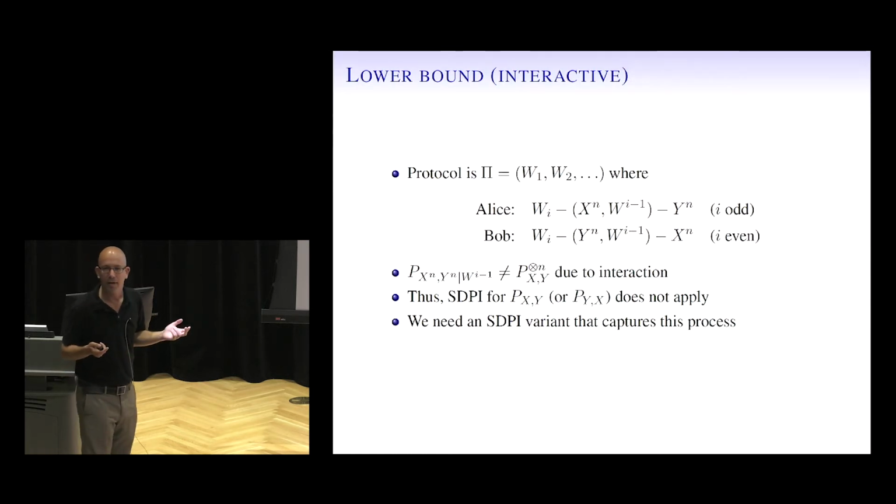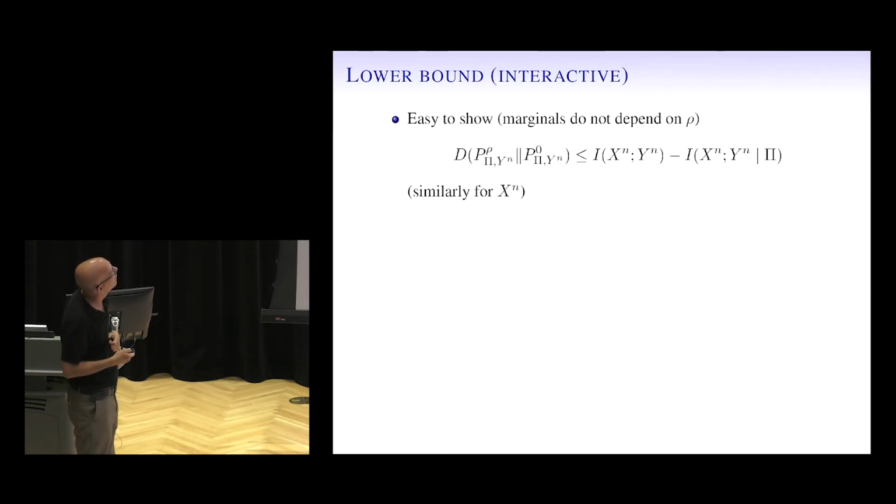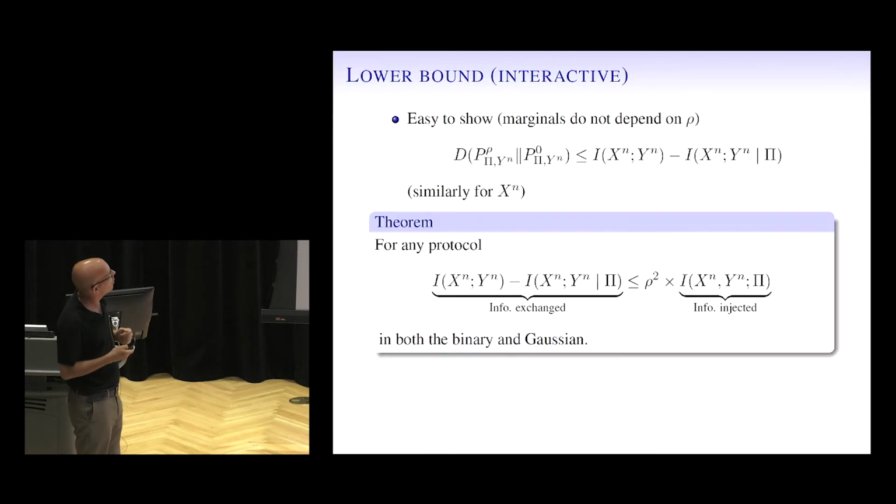What is the problem with interaction? Well, in interaction, there is an ongoing process, and what happens is that the distribution of X and Y, given everything that has happened so far, is not a product distribution, right? So you can't apply the SDPI for the original setup. You need an SDPI that captures this. And what we show is basically this. First we show that the divergence we're looking at, the divergence between correlation rho and correlation 0, is this difference between mutual information.